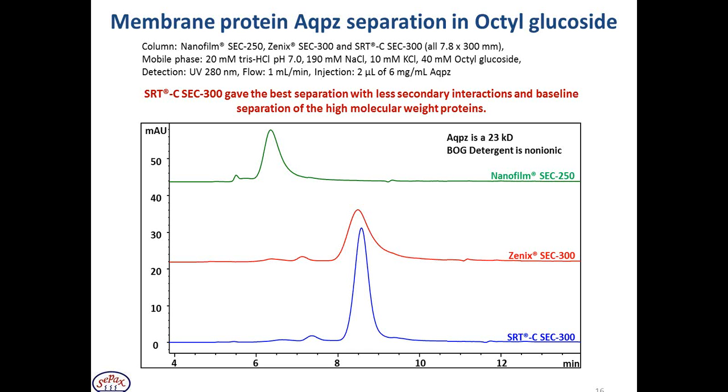This 23 kilodalton protein that should elute around 8 minutes is behaving more like a 100 kilodalton protein. For this analysis, SRT C SEC 300 gave the best separation of these higher molecular weight proteins and also showed less secondary interactions.